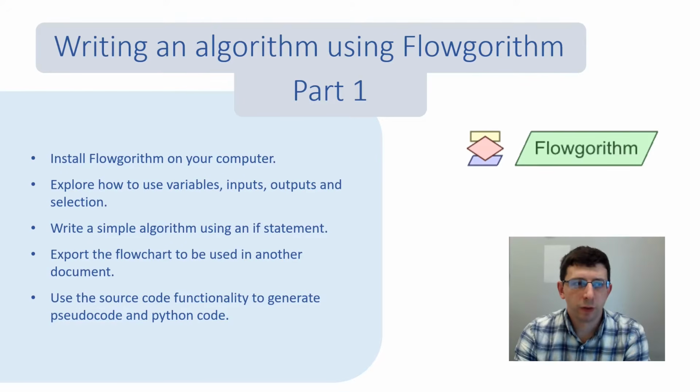In this video we're going to install Flowgorithm on our computer, and we're going to explore how we can use variables, inputs and outputs and selection, and we're going to write a simple algorithm using an if statement. Then we're going to export the flowchart we've made so we can use it in another document, and then we're going to see what we can do to produce some source code like Python or even pseudocode. Okay, let's go on over and download Flowgorithm.